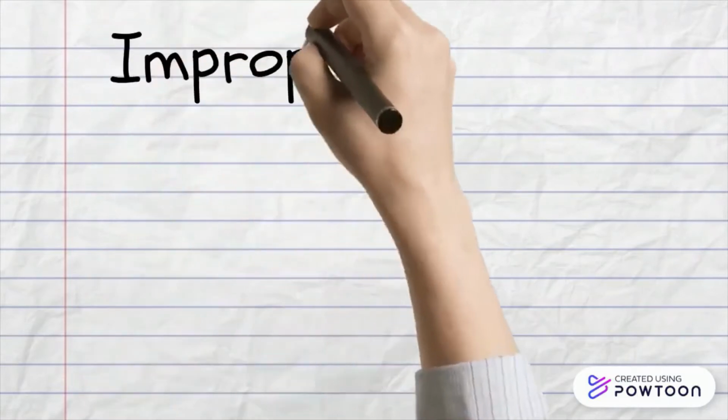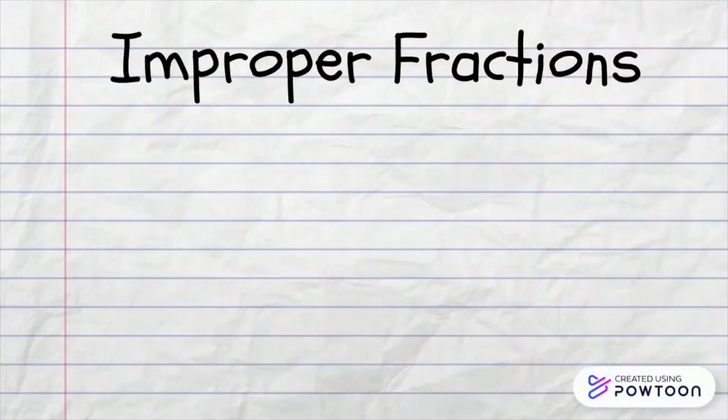Now I'm going to talk about improper fractions. Improper fractions is just like proper fractions, but it's the reverse. It's that the numerator has to be bigger than the denominator.